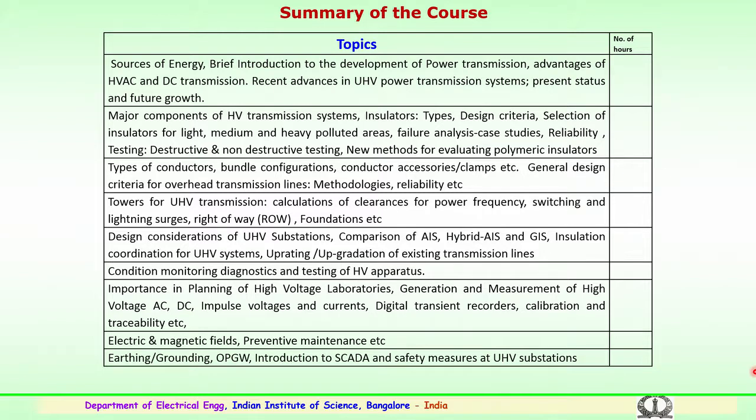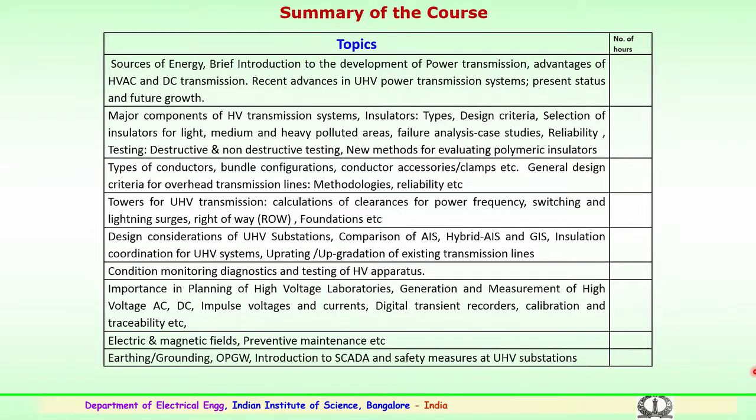The next important component was towers. We discussed the various types of towers used for EHV and UHV transmission. We focused on the calculations of clearances for power frequency, switching and lightning surges. We tried to see the importance of the right of way and how to reduce the right of way as the voltage level goes higher and higher, that is EHV and UHV transmission, how the tower size or the right of way could be reduced.